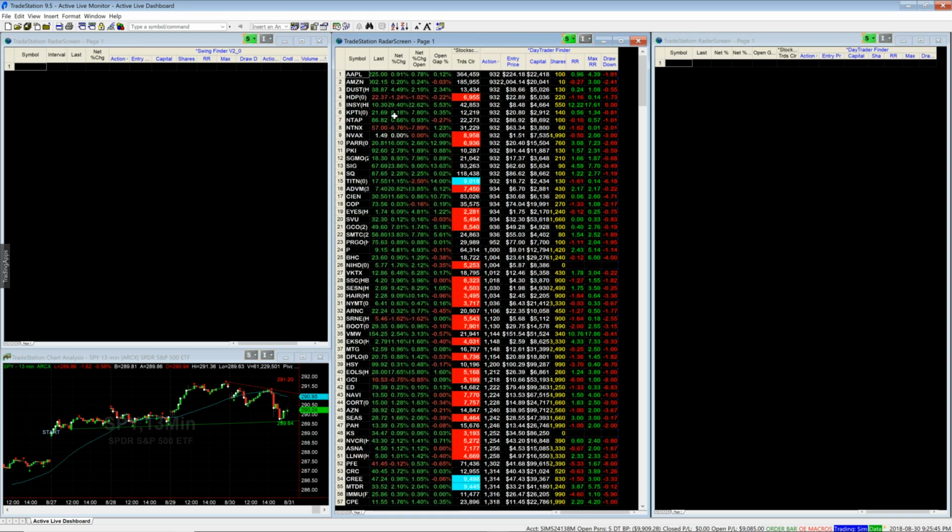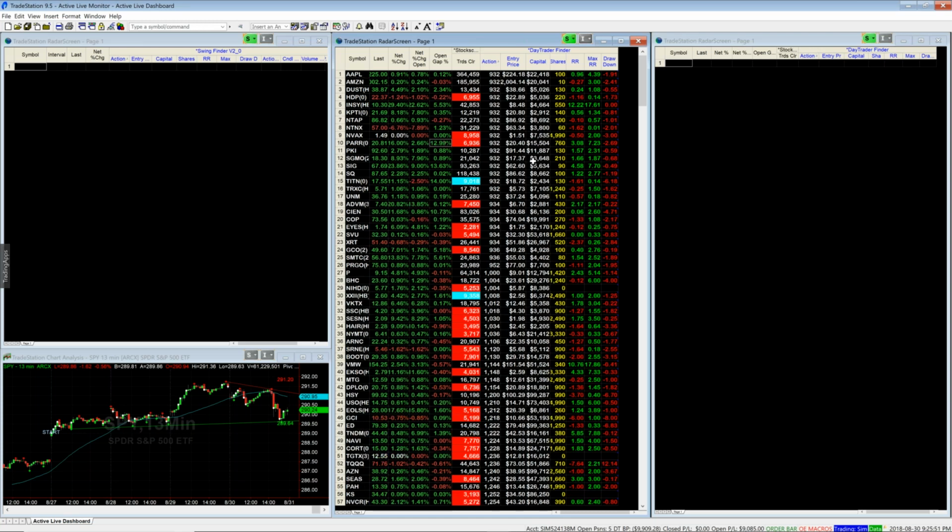So for example, PARR, I didn't take that. It was a 13% gap up. I passed on it. SIG, I passed on it. 13.6% gap. Now SIG, I wish I would have got because it made 4.5 RR, but that's the reality of trading. You're not going to get them all.